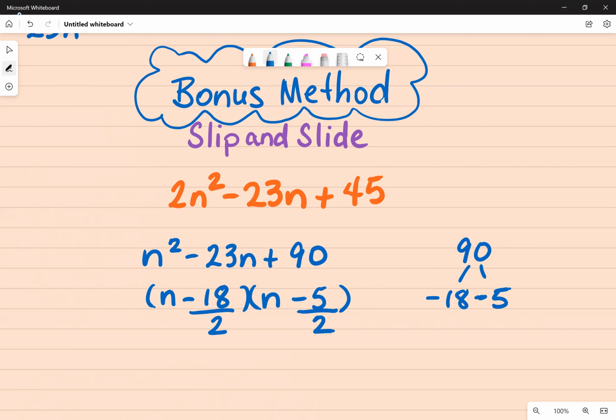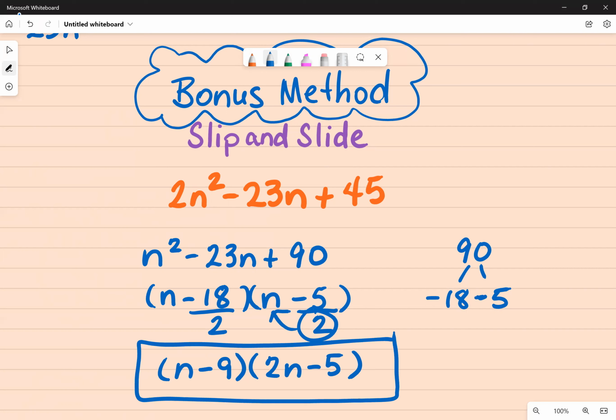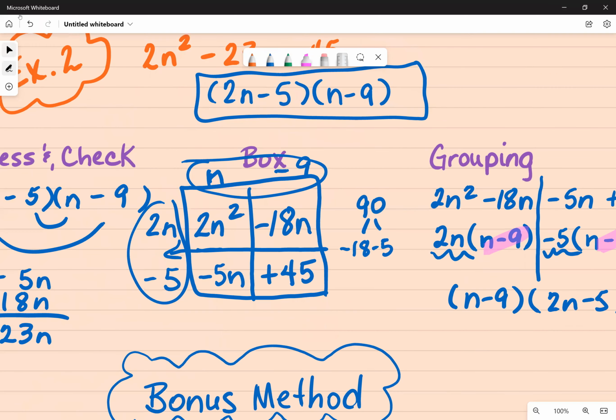Now you're going to simplify. If you can simplify it, great. If not, you're going to have to slide it back to that position that you took it from. So n and then negative 18 divided by 2. Yes, I can simplify that. Negative 18 divided by 2 is negative 9. Now over here, I can't simplify the negative 5 divided by 2. So I'm going to have to slide this on back. So when I do that, that's going to be 2n minus 5. Ta-da, right back where you started. So that's the same answer that we just had up here. And again, the only thing that I did different is I just changed the order.